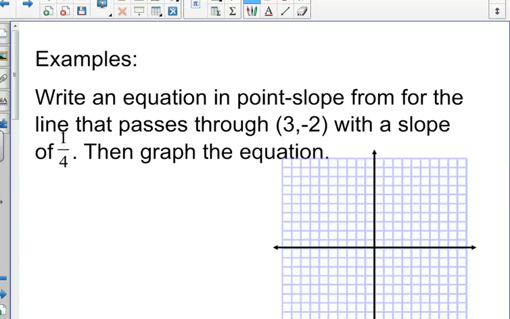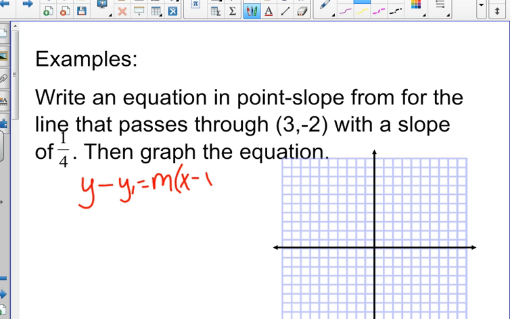Okay, here's some examples for Chapter 4, Lesson 3 on point-slope form. All right, now let's recall that the point-slope form is y minus y1 is equal to m parentheses x minus x1, where this x and this y are actually the letters, and the y1, m, and x1 have numbers to it. Okay, so that's what we need to go by here.